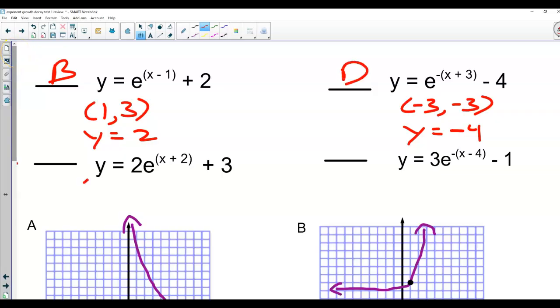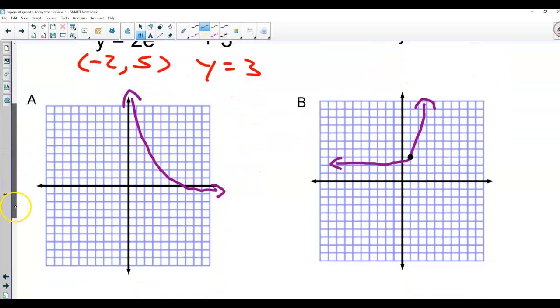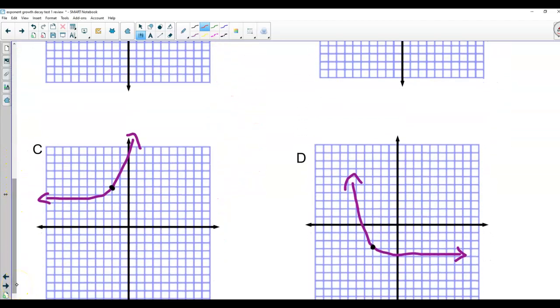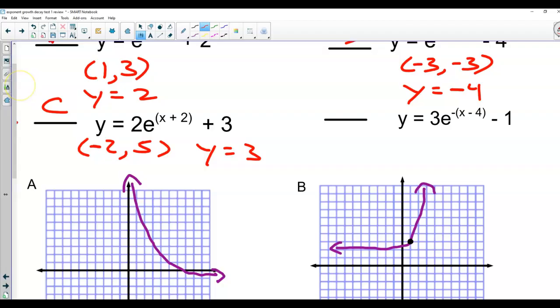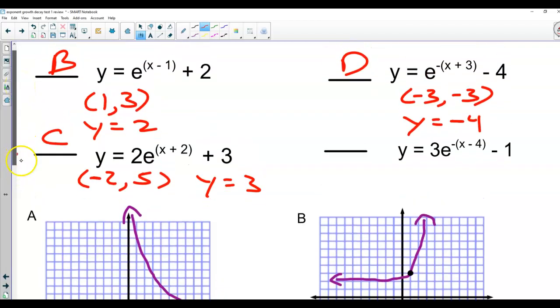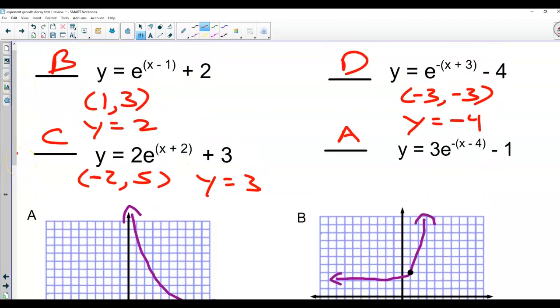Here, -2, e to the 0 is 1, 1 times 2 is 2, 2 plus 3 is 5, and a horizontal asymptote of y equals 3. Okay, so -2, 5, and a horizontal asymptote of 3. So this answer is going to be C, and most likely, this answer is going to be A.